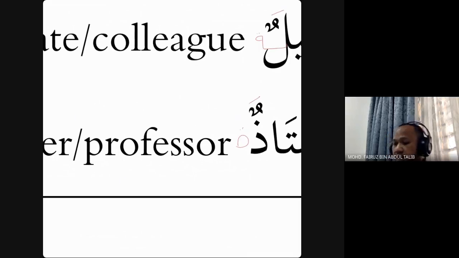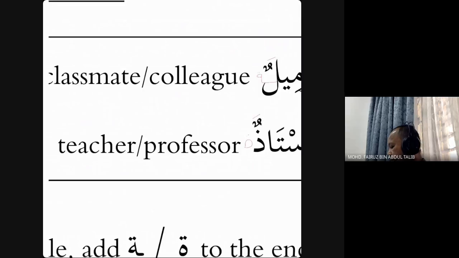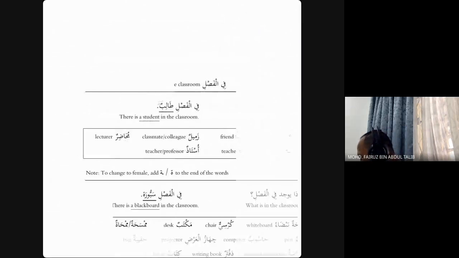One meaning is, of course, teacher. Another meaning, especially in the university, if he is a professor, the title is called ustaz as well. So it depends. Sometimes ustaz is just teacher, sometimes ustaz is a professor. We say ustazah as well. So these are the words that you can use in the sentence.